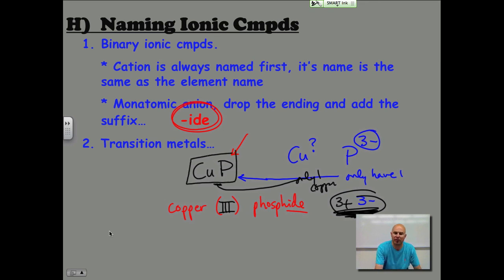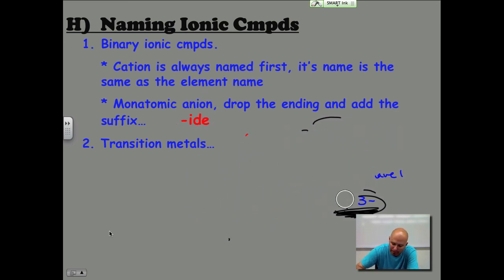And please notice that the formula itself, CuP, doesn't have 3 phosphoruses, it doesn't have 3 coppers, but the name is copper 3 because phosphorus has a 3- charge, therefore copper must also have a 3+ charge to balance off that 3-. So that's your transition metals. It can get a little confusing, but that's the basic idea.